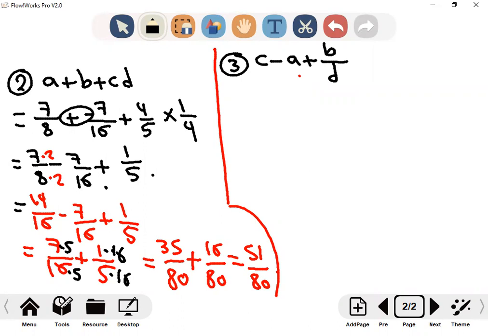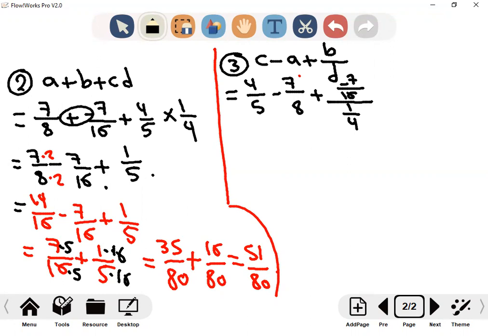Okay, C minus A plus B over D. How much is C from the book? 0.8, we keep putting it, 4 over 5, minus A, 7 over 8, plus B, negative 7, over D. How much is D? What did you do here? I took B over D, put its fraction, and for D I put its fraction.